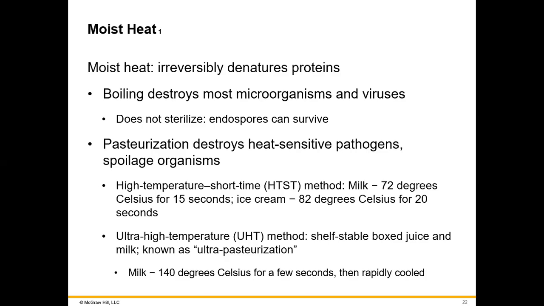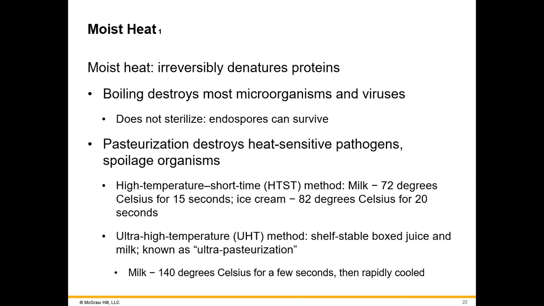Ice cream. The advantage, of course, of ice cream is that it needs to remain frozen. So they typically expose it to very cold temperatures during storage, but during processing, before packaging and storage, essentially, they raise the temperature to about 82 degrees Celsius for 20 seconds. Then they go into the freezing stage.